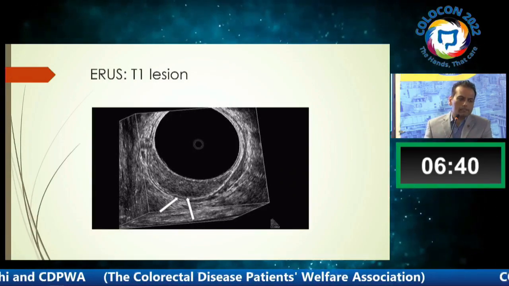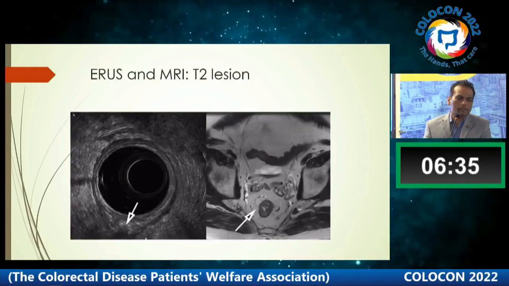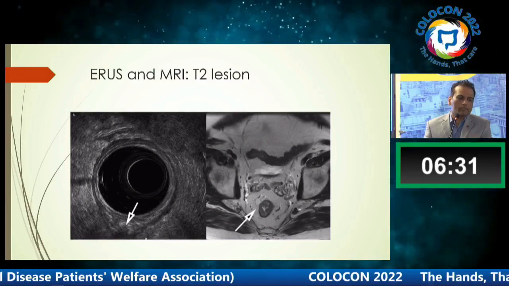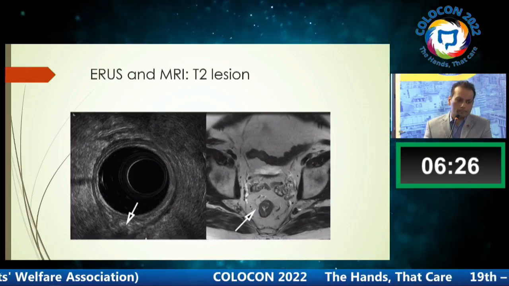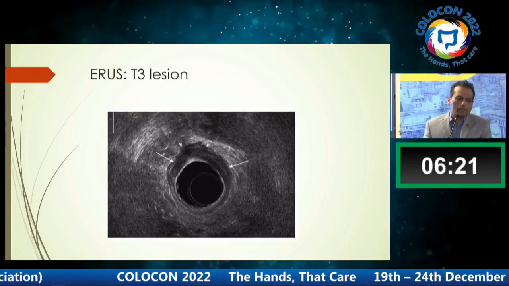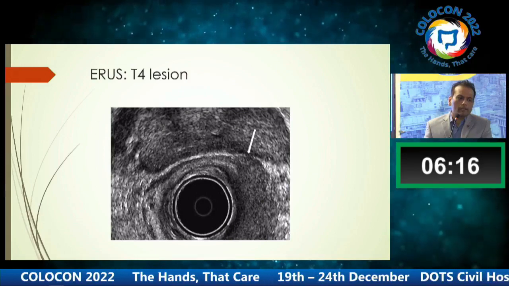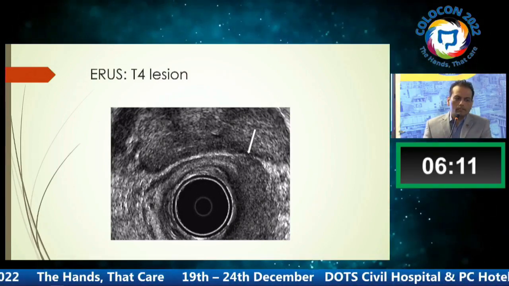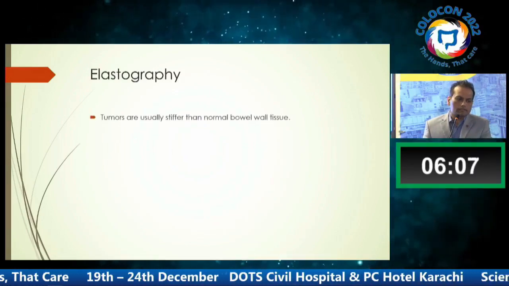This is an image of endorectal ultrasound showing a T1 lesion which is involving the mucosa and submucosa. This is another image showing a T2 lesion, on the posterior wall of the rectum, involving mucosa, submucosa, and extending to the muscularis propria. And this is a T3 lesion extending through the muscularis propria. And this is one image of endorectal ultrasound showing a tumor which is involving anteriorly the left side of the prostate gland.